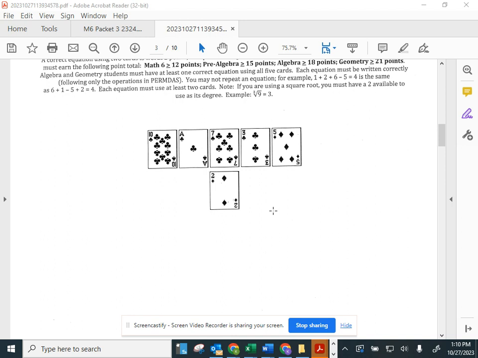So Mr. Schultz has to go through and check and make sure that they're all legitimate equations, which I'm sure the majority of them are. I mean, you can challenge yourself to get way more than the 15 points that pre-algebra has to get. This works on our number sense.